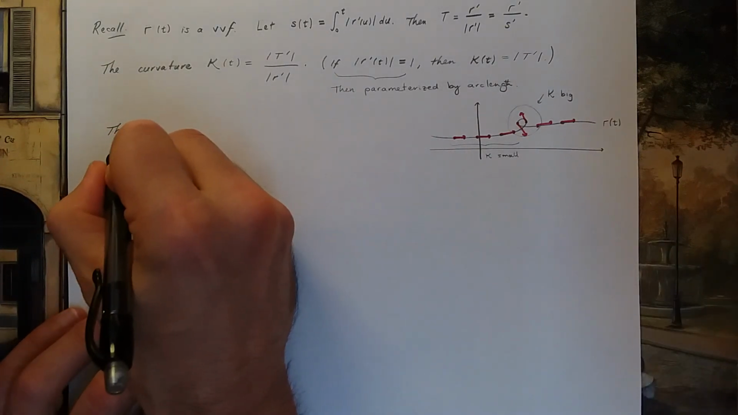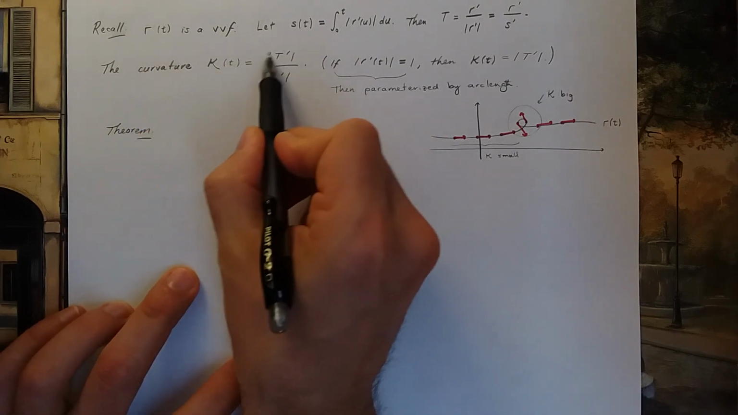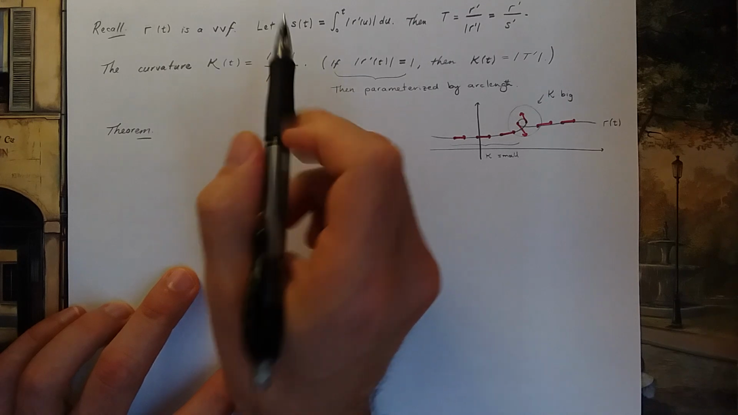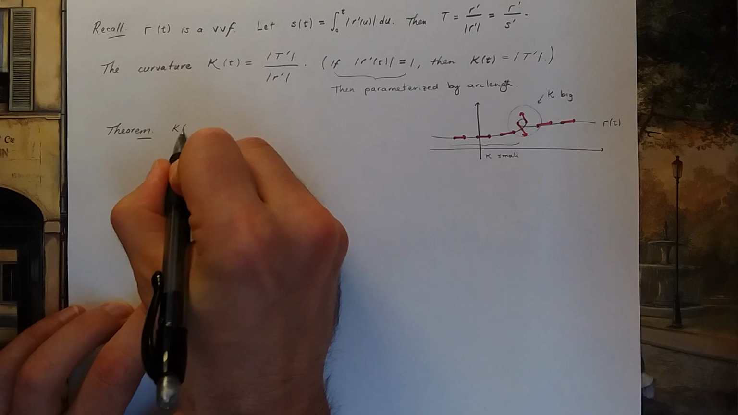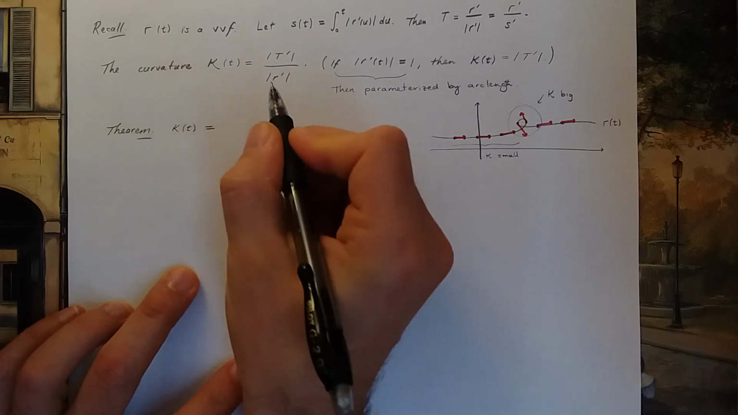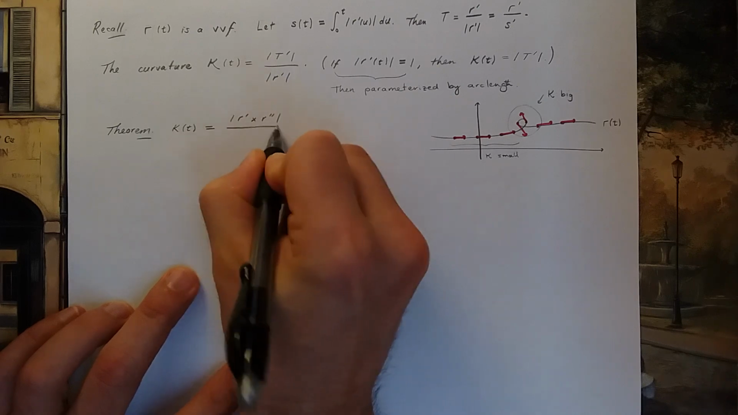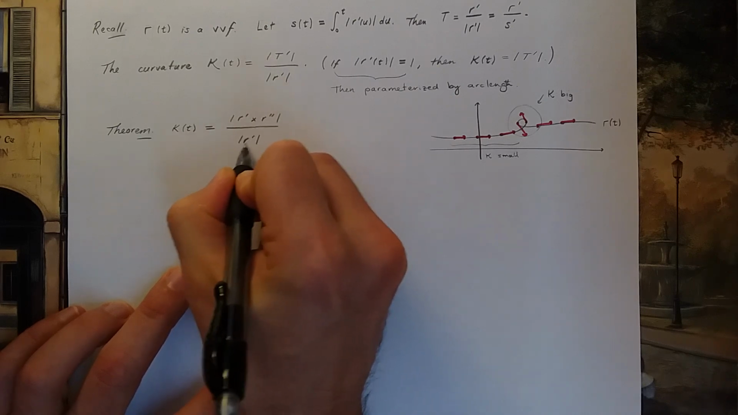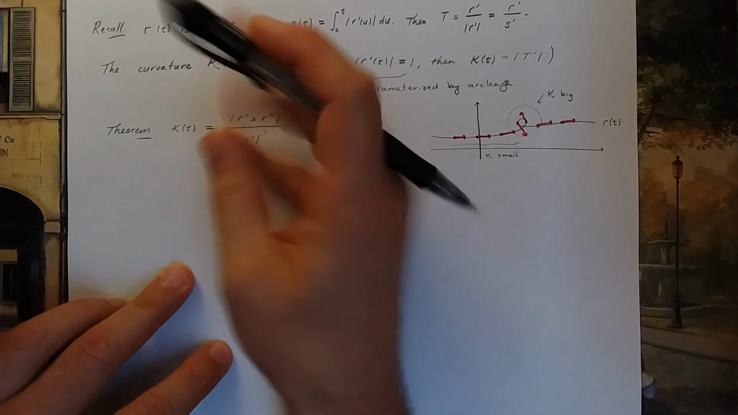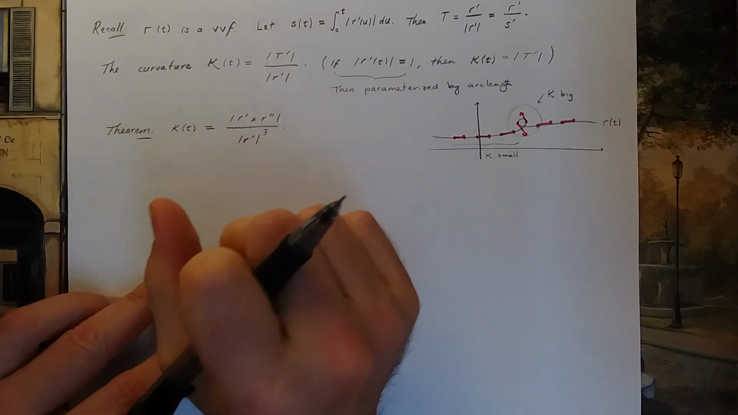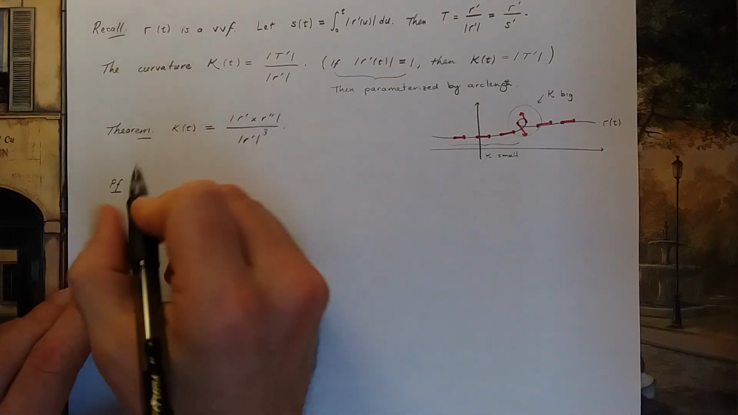So here's a theorem. You can calculate the curvature using the definition. Alternatively, there's a way that I prefer to calculate the curvature. The curvature is equal to the magnitude of this cross product divided by the length of r prime cubed. That's a 3 there. So let me show you why this is true. So let me prove this theorem. I know you're able to understand this.